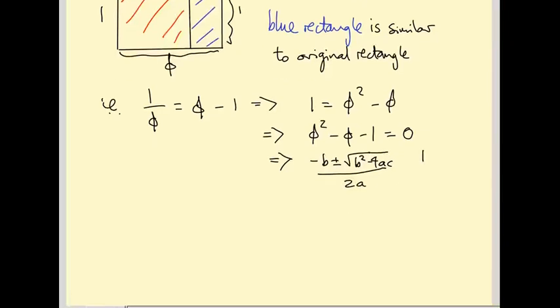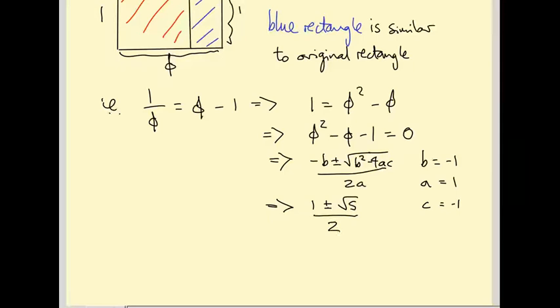So here b is the minus sign here, so it's minus 1. A is the factor in front of this phi squared, which is just 1. And c is the constant term, which is minus 1. And if you just plug in the numbers, what you get is minus minus 1, that's 1, plus or minus the square root of 1 squared plus 4, so root 5, all divided by 2.